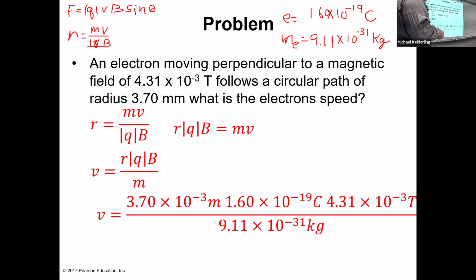So that's 3.70 times 10 to the minus 3 meters, 3.7 millimeters, times 1.6 times 10 to the minus 19 coulombs. That's the charge of an electron. Times 4.31 times 10 to the minus 3 Tesla. That's our magnetic field, all divided by the mass, 9.11 times 10 to the minus 31 kilograms. And this electron is moving at 2.8 times 10 to the 6 meters per second, which is pretty dang fast. It's almost 1% of the speed of light.